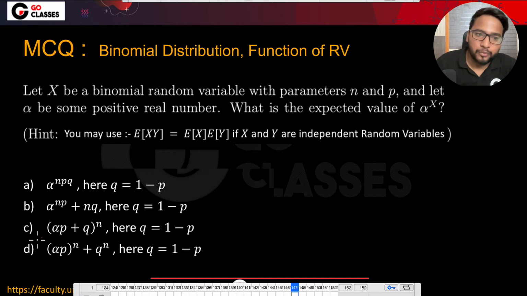Let's see this question. What they are saying is, let X be a binomial random variable with parameters n and p, and let alpha be some positive real number. What is the expected value of alpha power X?